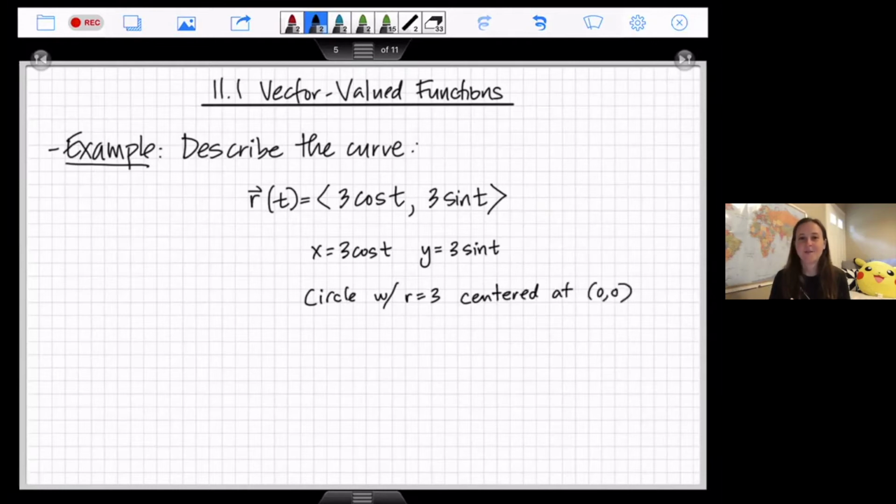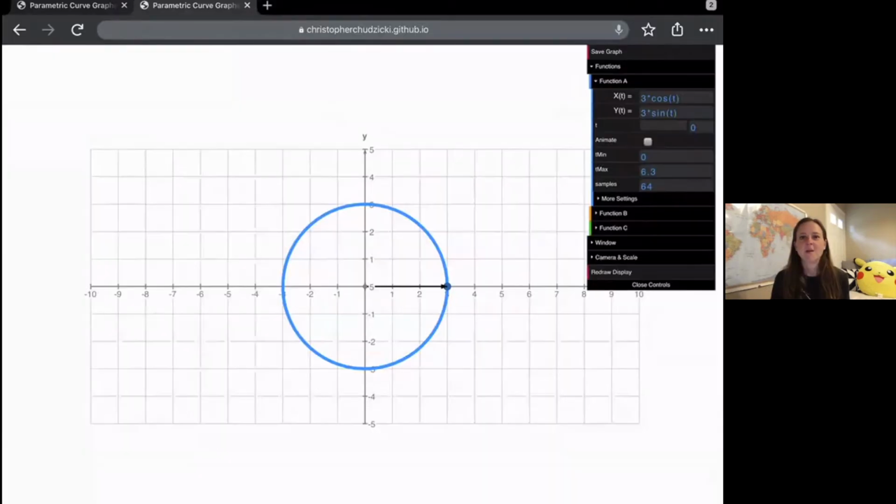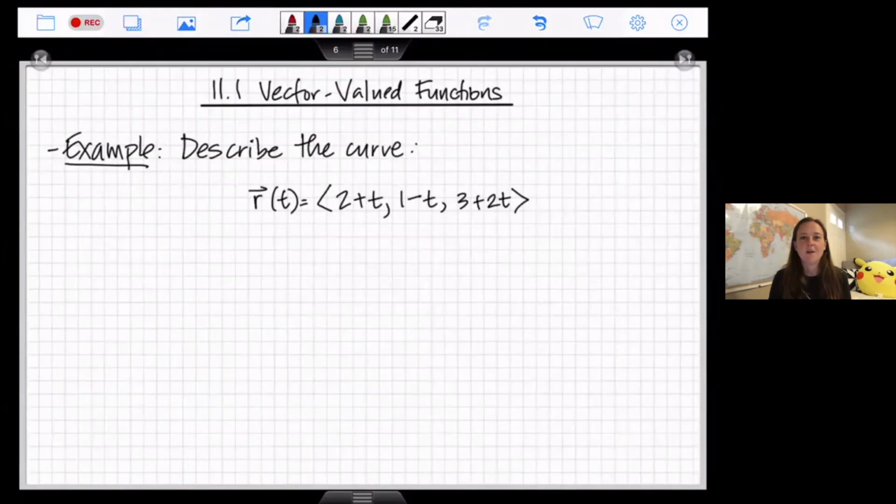All right, let's double check that with some technology. Okay, so here's our 2D vector valued function grapher, and we got 3 cosine t and 3 sine t typed in for the x and y components, and we see that perfect circle situated at the origin with all these vector valued outputs tracing out a circle with a radius of 3. All right, let's try another one.